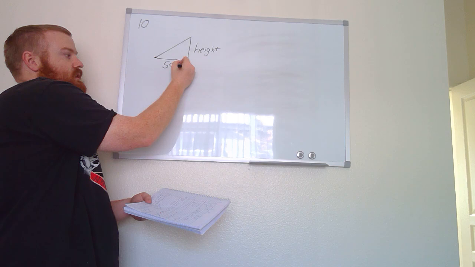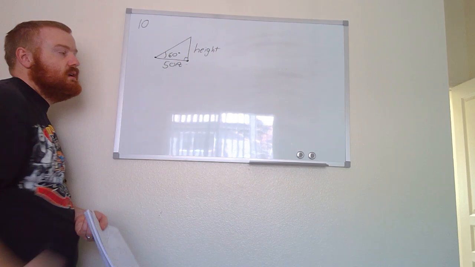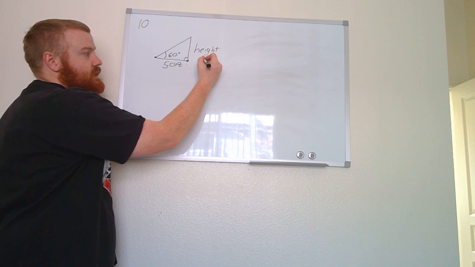They tell us that the angle of elevation, so that always means the angle from the very bottom all the way up to the top. So the angle from the ground is 60 degrees. Now we want to solve for the height. Now the nice thing for these ones is generally you're just solving for one value. You're not solving for the entire triangle. So from that 60 degrees, this side over here is the opposite side. This one here is the adjacent side.